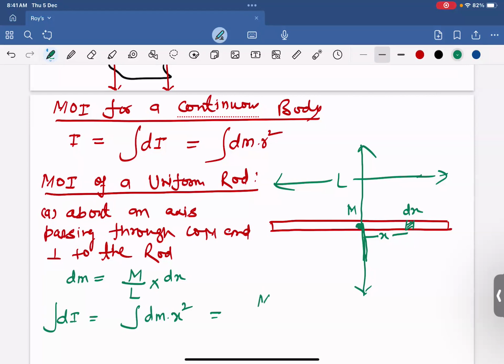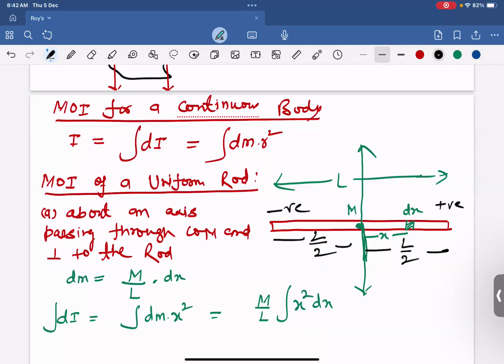dm I can write as M by L, that is constant only, into x squared dx, so integration of x squared dx. Now for the limits, you can see this distance is L by 2 on the left side, and this distance is L by 2 on the right side. The left side we take as negative distance, the right side as positive distance. So the limits of integration should be negative L by 2 to plus L by 2.